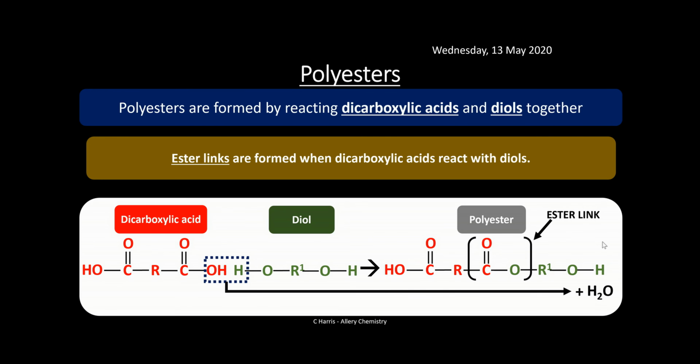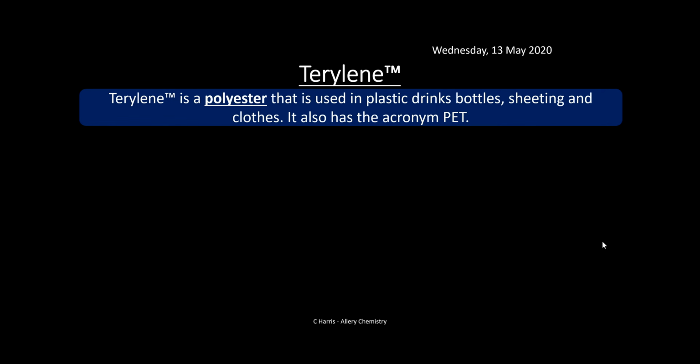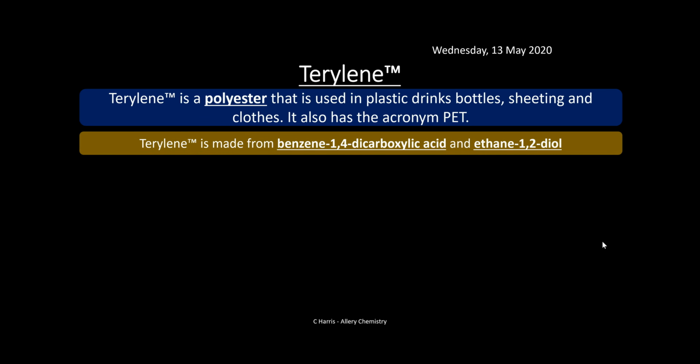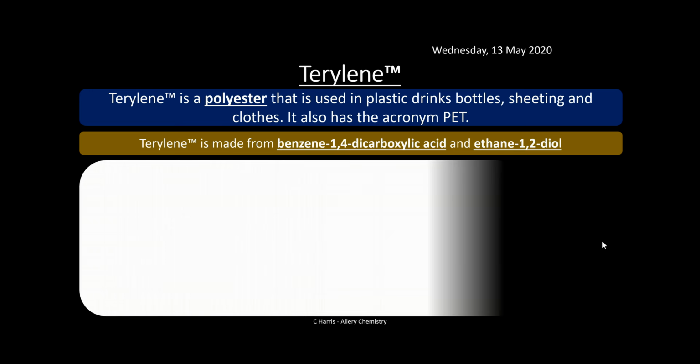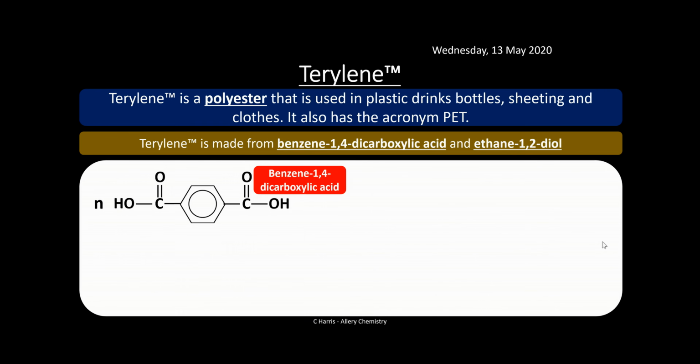And you can see here, water is eliminated. So we call this condensation polymerization. So water is eliminated. Terylene is a polyester that is used in plastic drinks bottles and sheeting clothes, and it has the acronym PET. So this is a specific example of a polyester polymer. Terylene is made from benzene-1,4-dicarboxylic acid and ethane-1,2-diol. And if we join these two together, then obviously we form our terylene.